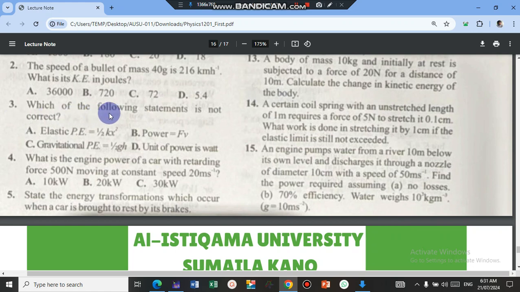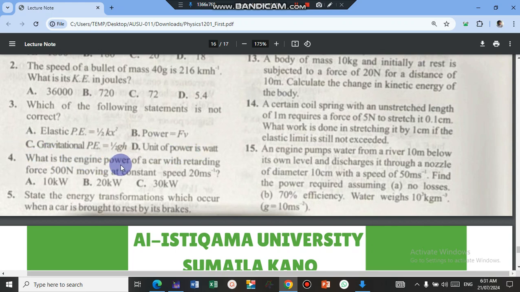Number 4, which of the following statement is not correct? Elastic PE is half kx squared. This is a correct formula. Power is force times velocity. This is also correct. Gravitational potential energy is half gh. No, this is incorrect. Unit of power is watt. This is correct, but C is not correct.